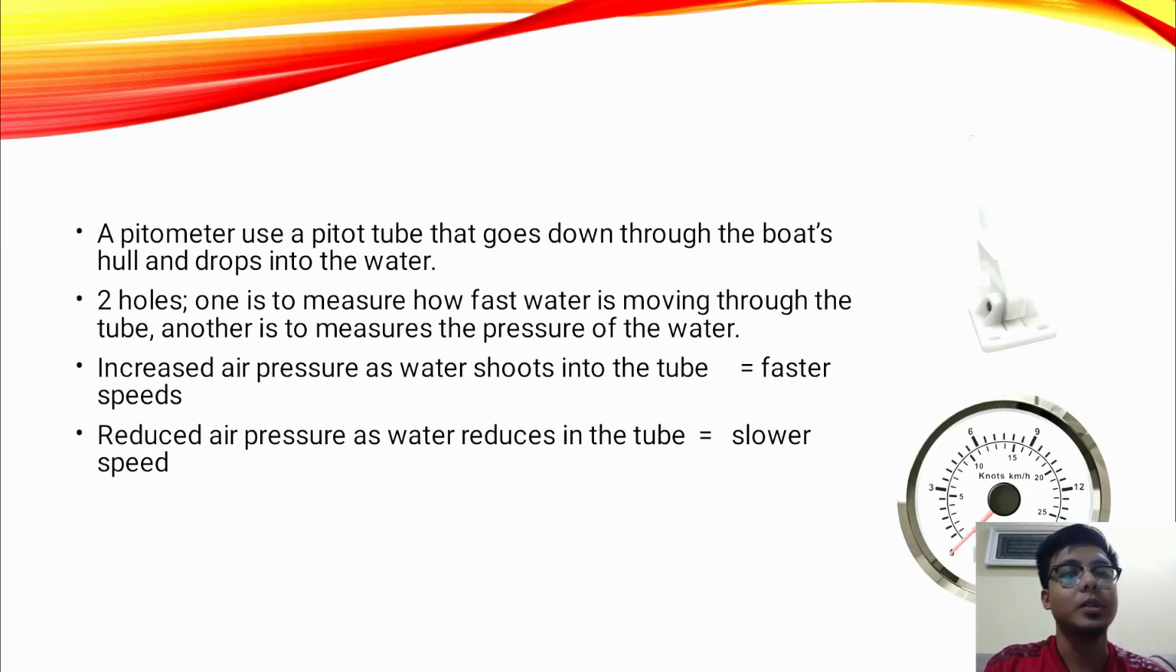So the pitot tube will be put at the back side of the boat that will be touching the surface of the water. So there are two holes at the pitot tube. One hole is to measure how fast water is moving through the tube, and another one is to measure the pressure of the water. So the air pressure will be fluctuating up and down once it hits the water surface according to the speed of the boat. The variance in water speed and pressure is then translated into the speed shown on the boat speedometer.